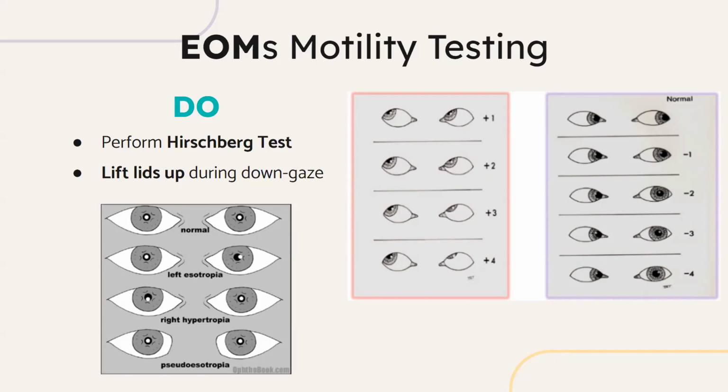Tapos when we're testing for EOMs, ginigrade siya from +4 to -4. So +4, ibig sabihin overacting siya, no? Lumalampas yung eyeball dun sa object na you are trying to make the patient look at. Halimbawa, you have a pen, yung eyeball niya lampas dun sa pen. If limitations naman, -4, hindi na siya gumagalaw, kumbaga. Yung eye niya hindi na nagfa-follow.